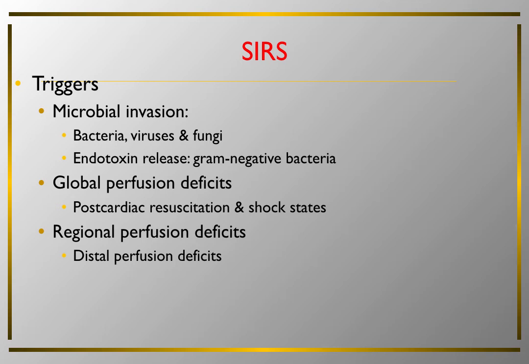Other triggers would be microbial invasions, so this would include things like bacteria, viruses, and fungi, or endotoxin that's released with gram-negative bacteria. Also, global perfusion deficits, which would be like maybe a post-cardiac resuscitation or shock states, so all the shock states. And then regional perfusion deficits, so this would be a distal perfusion deficit specifically.